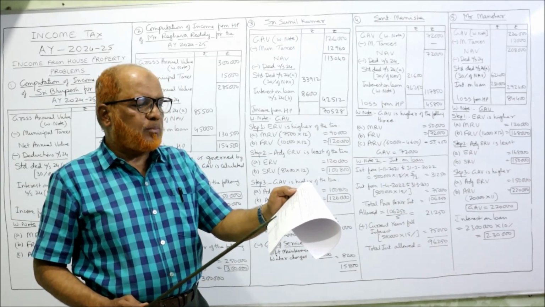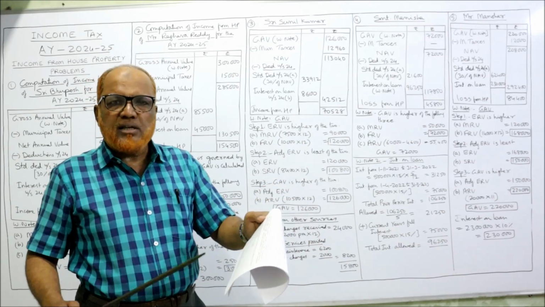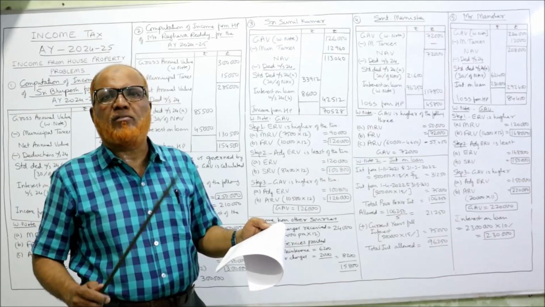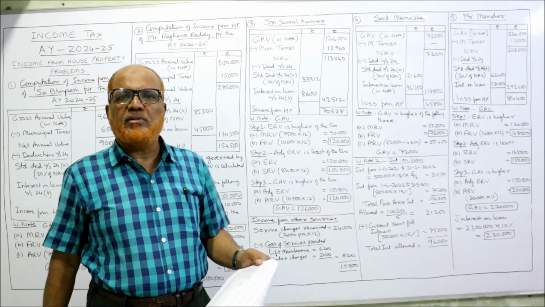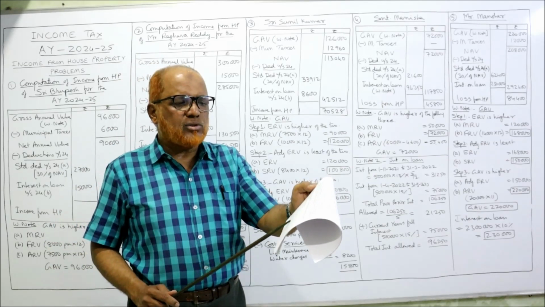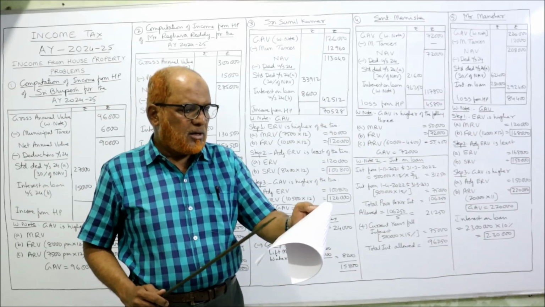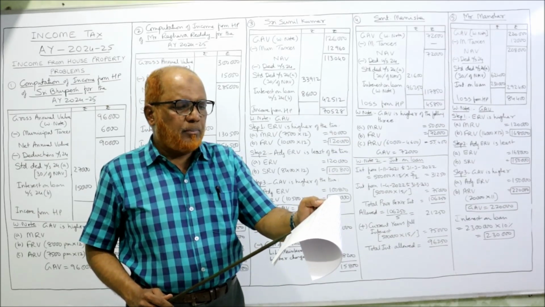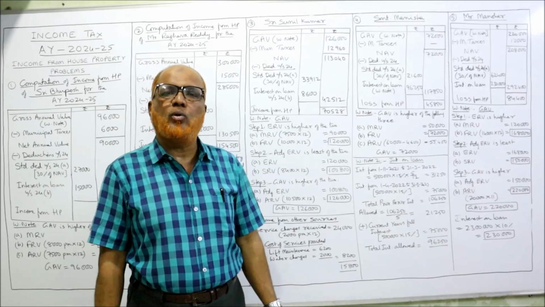Cost of facilities provided to tenant 4,600. The owner is not charging separately service charges just like the previous problem. He is just providing the services. So this amount 4,600 will be deducted in ARV. Right? Note, municipal taxes and repair expense are paid by tenant. New point to be noted.